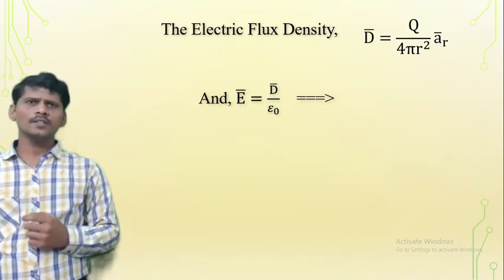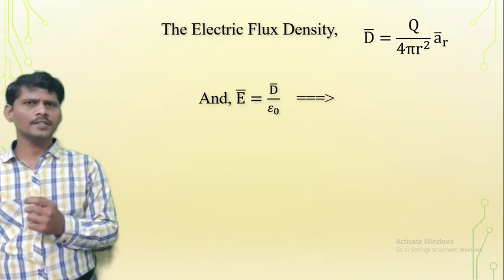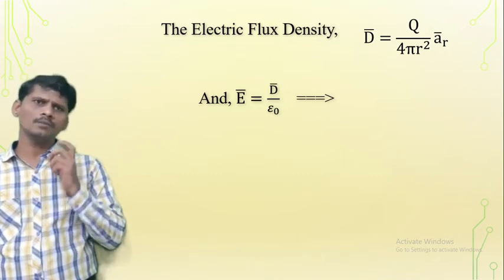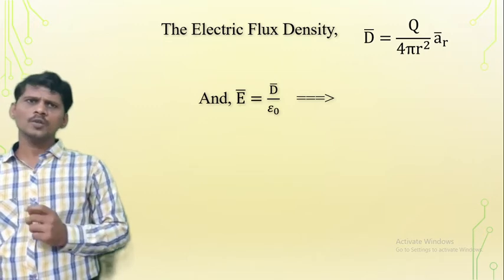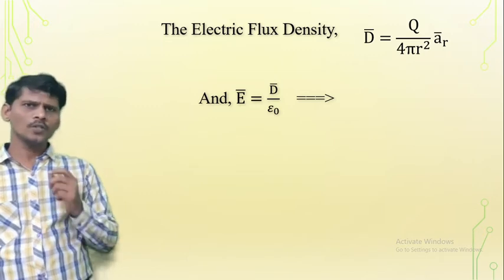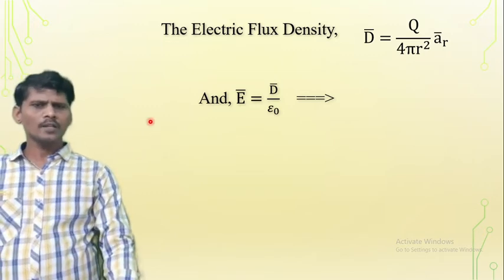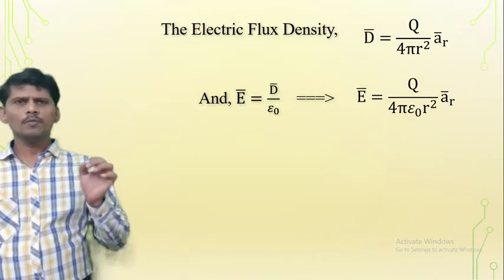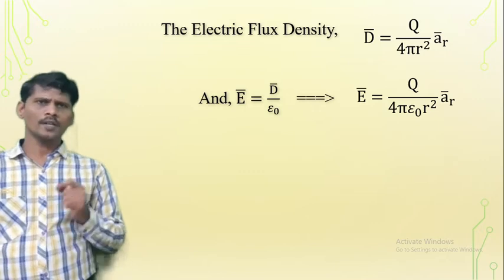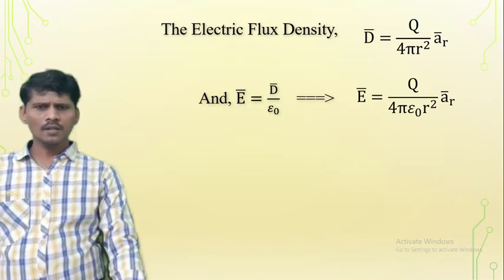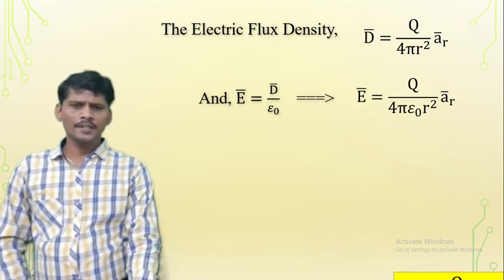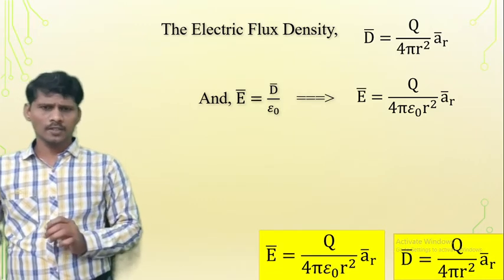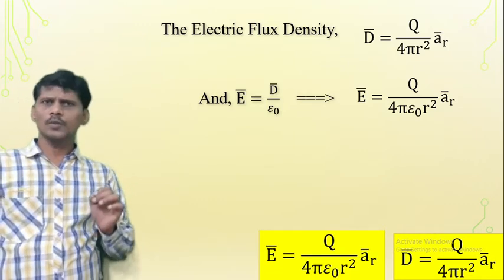But we know that the electric field intensity and electric flux density are related through the permittivity of the medium, that is, D bar is equal to epsilon into E bar. So using that expression, the value of the electric field intensity E bar is equal to Q by 4 pi epsilon r square into a_r bar. So this is the application of electric field intensity and electric flux density due to the point charge. So this is question number 2a.